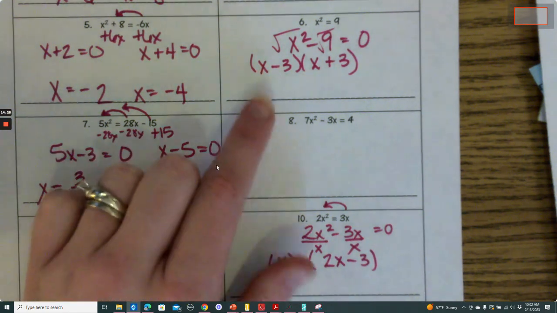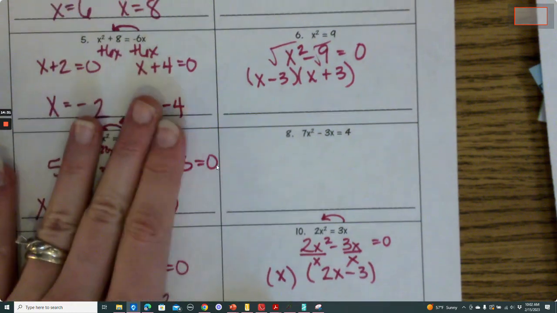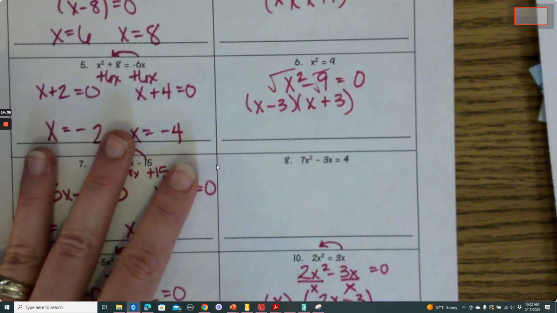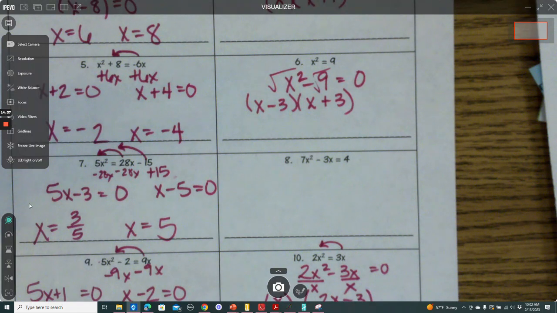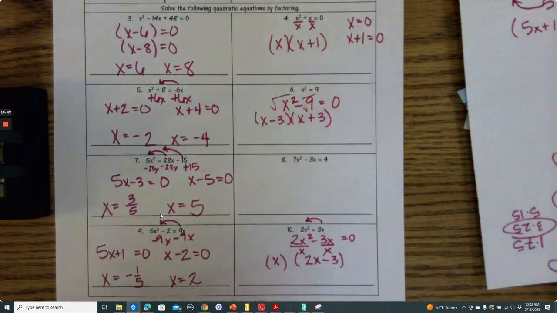So the only one that you have to do start to finish is number 8. That's not a bad deal. I got the others all set up where all you have to do is just solve them. Trying to get them where they'll all fit for you. Nope. There we go. Okay.